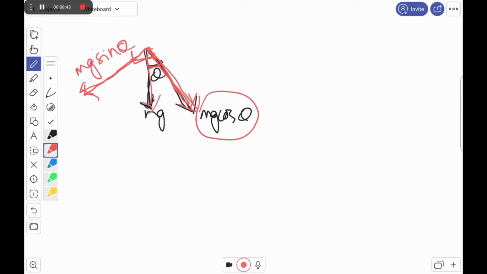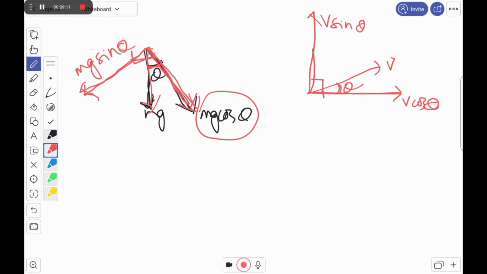Clear? Now let us take another example. Suppose v is over here with theta. Now split this vector v. How to do? This is your line adjacent to the angle theta. So it will be v cos theta. And now what is the perpendicular? This is the perpendicular. So this will be v sin theta. I think it is getting clearer.